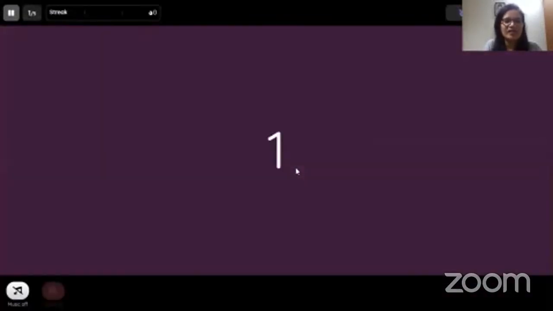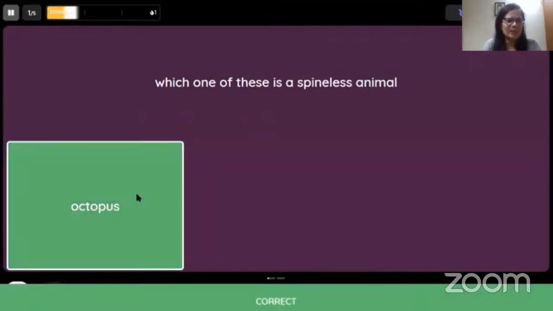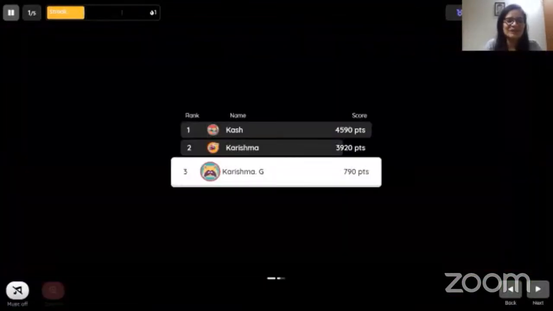So the first question is, which one of these is a spineless animal? Humans do have spine, bones, right? Bears do have spine. So the only spineless animal which can squeeze itself into any place is octopus. This was an easy one. Yes, good job.